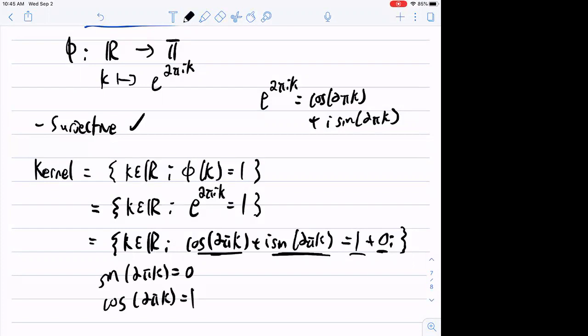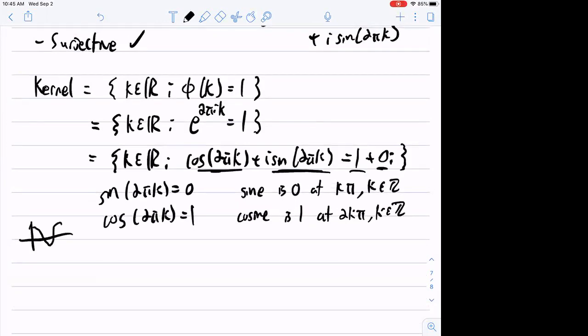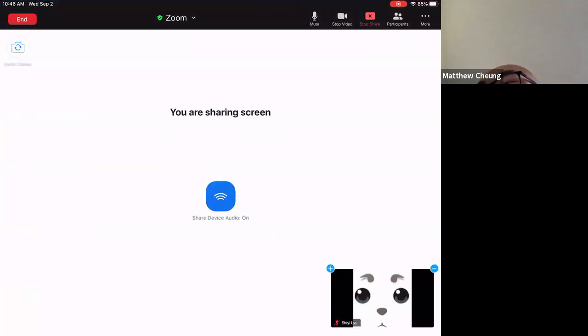And you see that sine is 0 at k pi, when k is an integer. And cosine is 1 at 2k pi for k an integer. Hopefully you all know this. It's 1 at every 2 pi interval. So since you already have a 2 pi here, you see that k must be an integer. Does everyone agree? It's like trig, it's not even college anymore, it's like high school trig. So k must be in Z.